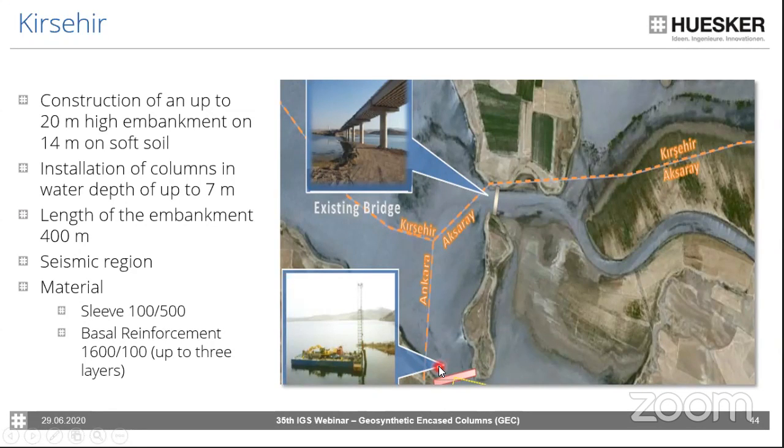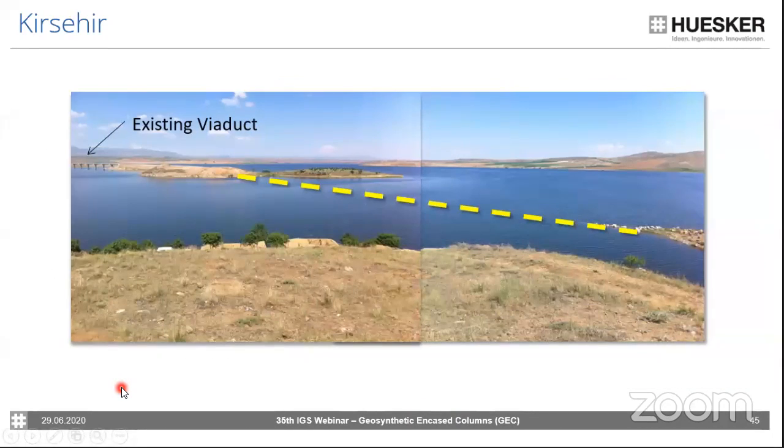And then Turkey is also a seismic active region, which resulted in the fact that we had to also consider seismic loads in the design, which brought us to very high grades for the basal reinforcement, 3 layers up to 1,600 kilonewtons. So this is the existing viaduct you have seen on the top view, and this is the place where the new embankment was placed.